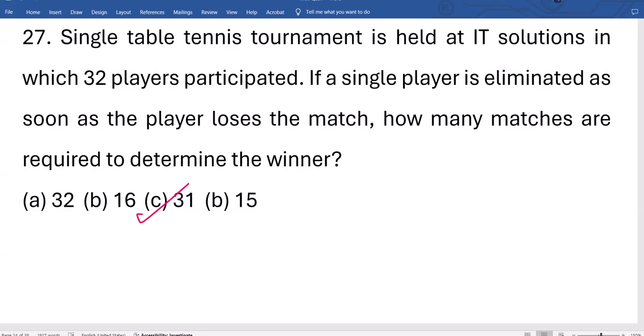Going a simple way. A lot of people, sir, write 32 players, 16 in one group, 16 in the other group, then 8 and 8, then 4, quarterfinals, semi-finals, finals. Not required. The simple logic is this: one match, one player gone. I want one winner, which means 31 players should be gone. So I want to conduct 31 matches.